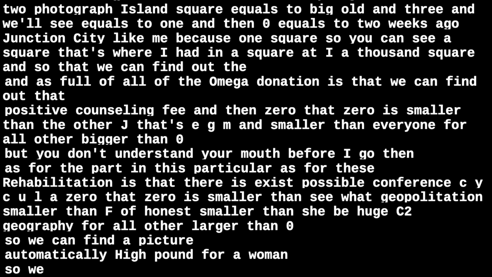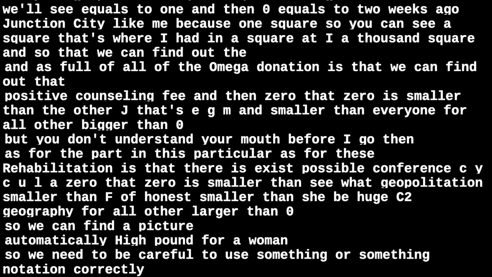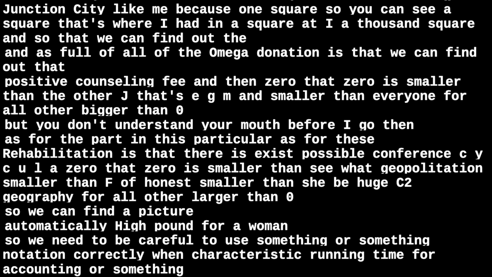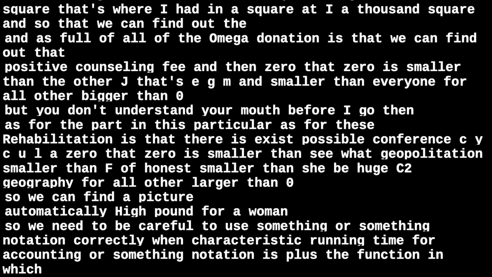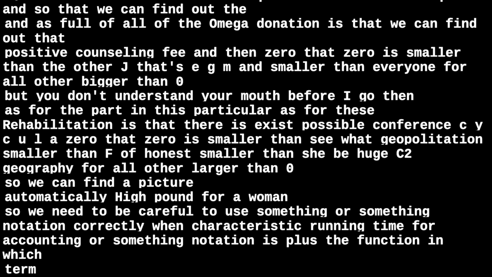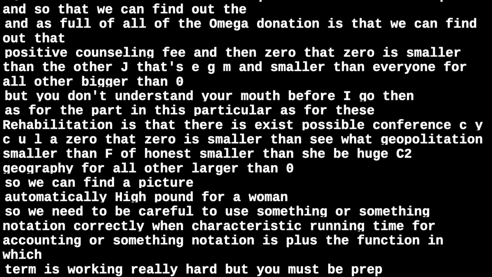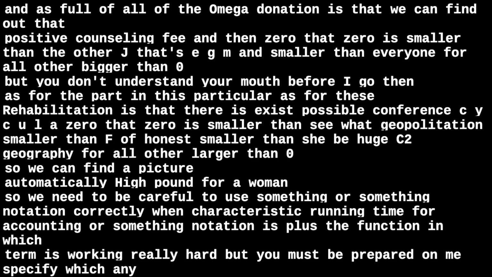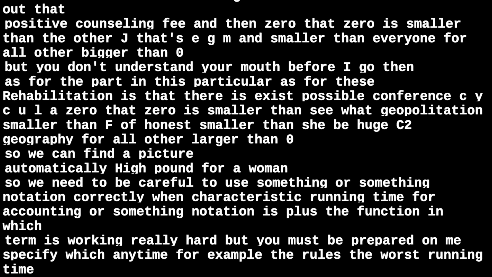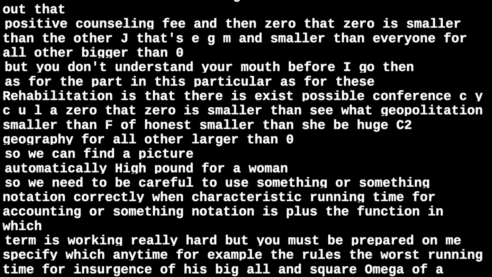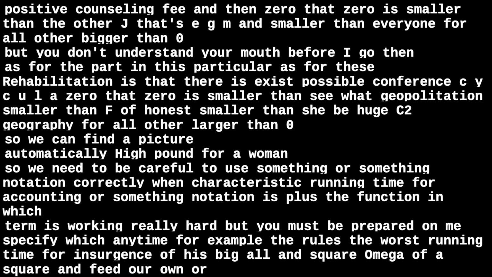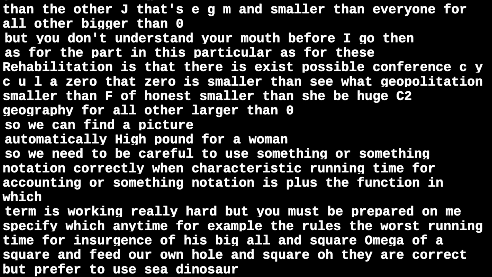So we need to be careful to use asymptotic notation correctly when characterizing running time. Asymptotic notation describes functions, which in turn describe running times, but you must be careful to specify which running time. For example, the worst case running time for insertion sort is big O of n squared, omega of n squared, and theta of n squared. All of them are correct, but prefer to use theta of n squared here since it is the most precise one.